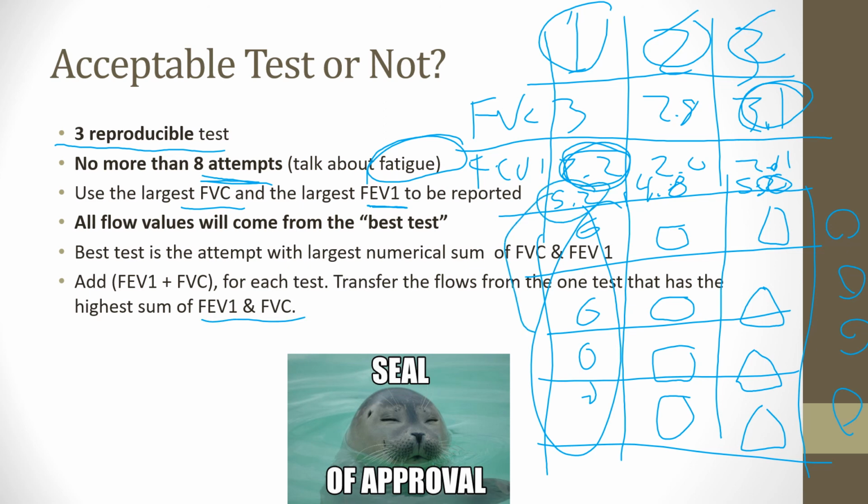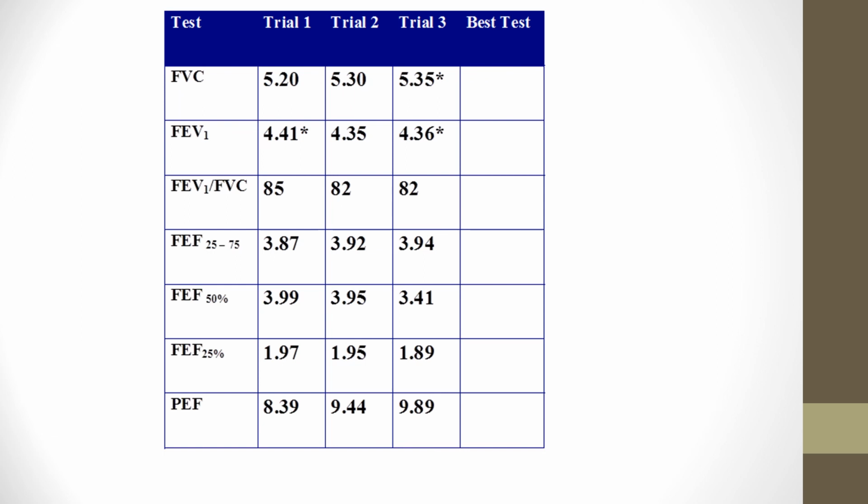And so let's do an example problem besides the one that I did here. Okay, so best test. All right, between trial 1, trial 2, and trial 3, which one had the highest FVC? This would be this one. So 5.35 is what we would report. That's their best FVC. Okay. Then FEV1, which one is the highest FEV1? 4.41, 4.35, 4.36? Well, you say, of course, 4.41. Even though those came from different trials, that's still their best numerical value they got.